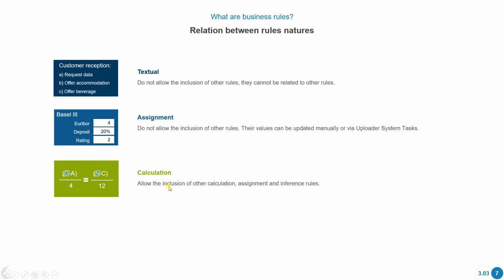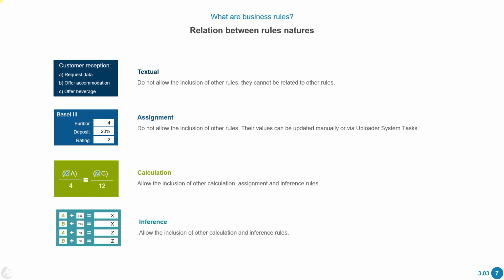Then we have calculation rules that allow us the inclusion of other calculation rules, of assignment rules, and of inference rules. So basically, within a calculation, I could combine all three different types of business rules. And then there's the inference rule that allows the inclusion of other calculation and inference rules.